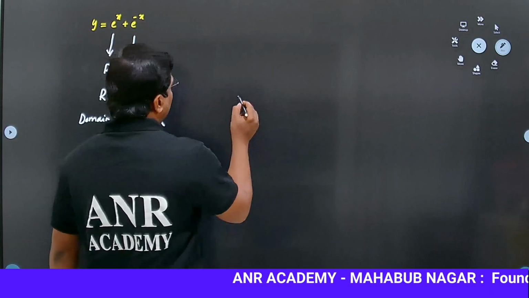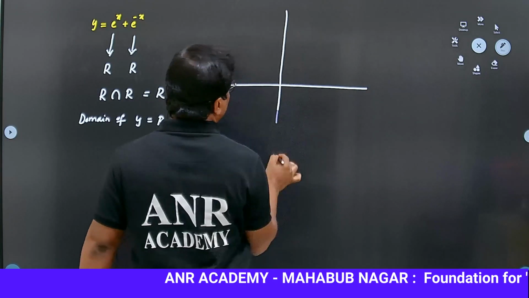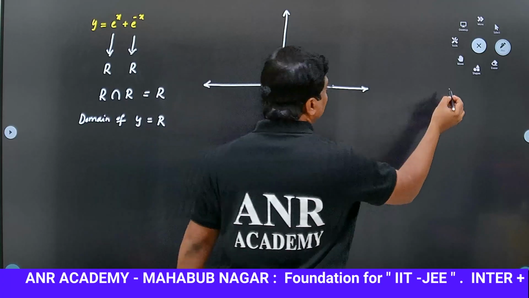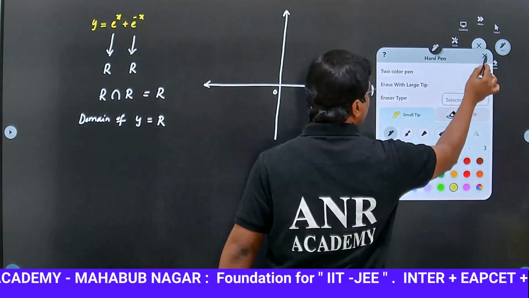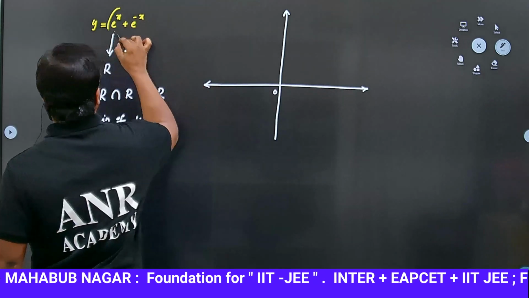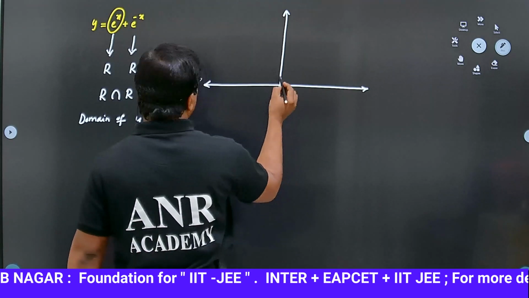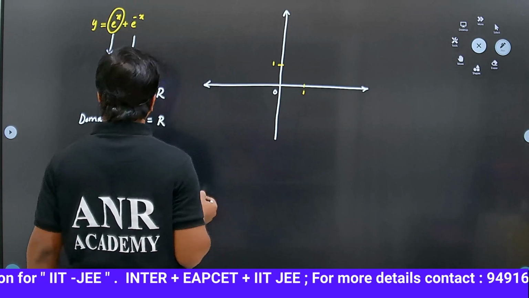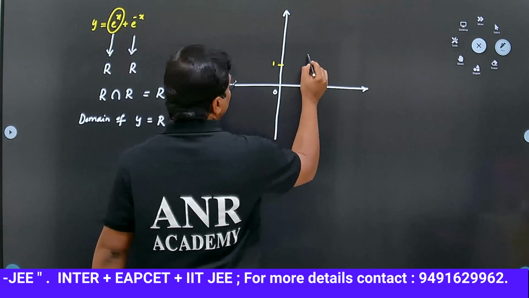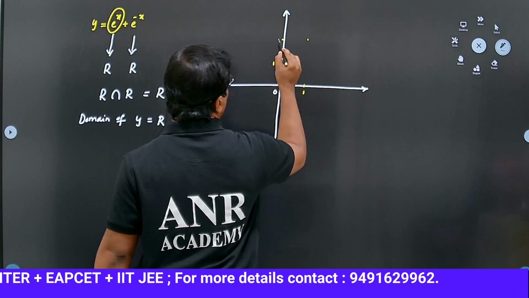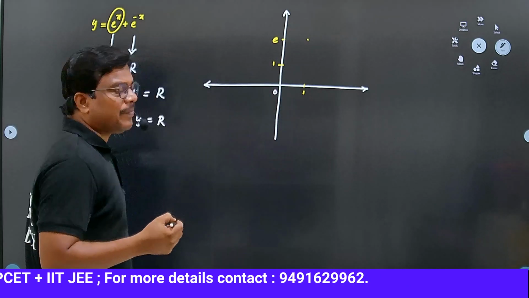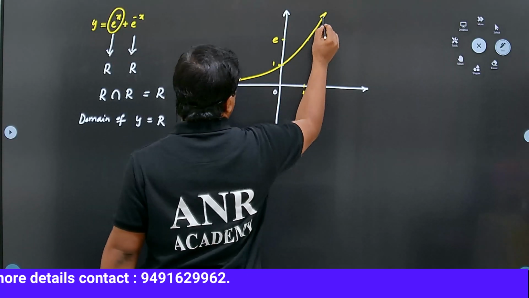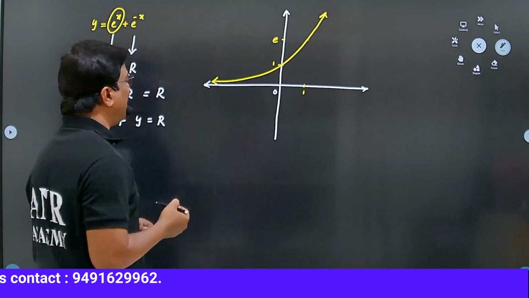You know that, suppose x equal to 0. First, the e power x graph I am going to draw. When you put 0, e power 0 is nothing but 1. When you put 1, it is e power 1, nothing but e, approximately 2.7. And this is the graph. This is the e power x graph, a rapid growth function.